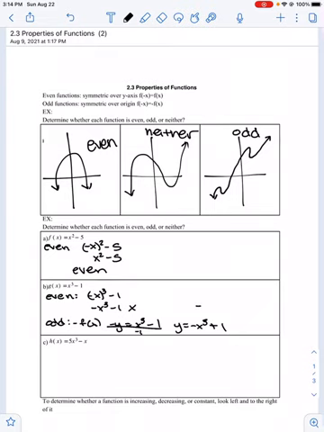So to determine if it's odd, negative f of x has to equal f of negative x. So basically when you're plugging in that negative for x when you're testing for even, that's what it has to equal to be odd. And this does not equal that, so it's neither.